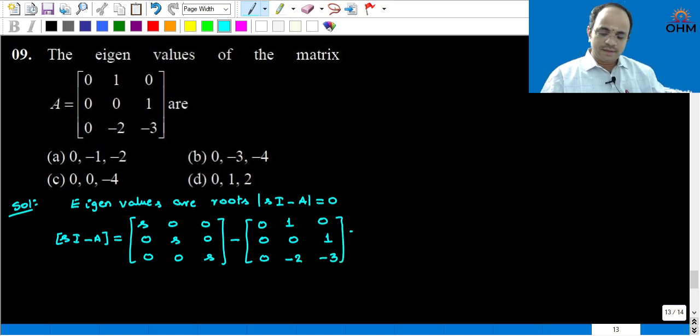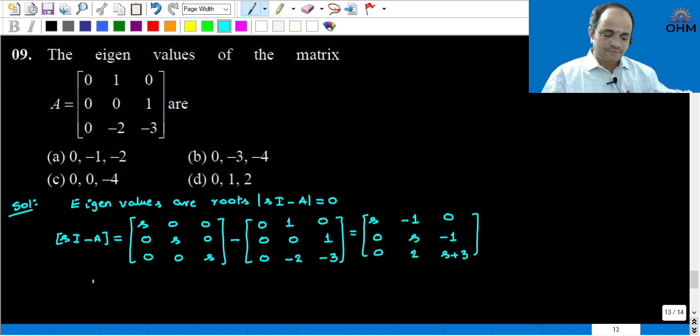Okay. Therefore, now matrix subtraction: s minus 0 will give you s, 0 minus 1 will give you minus 1, 0 minus 0 will give you 0. Next, 0, s minus 0 is s, 0 minus 1 is minus 1. Next, 0, 0 minus minus 2 is plus 2, s minus minus 3 is s plus 3.